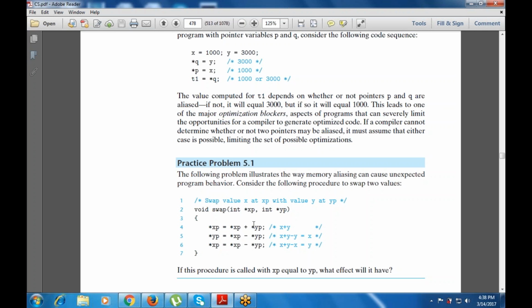So first of all, we are taking the values at xp and yp and adding both values, then subtracting, and then again we are setting xp equals xp minus yp.